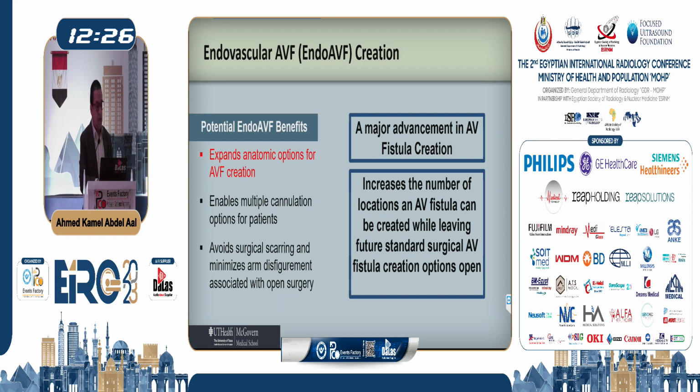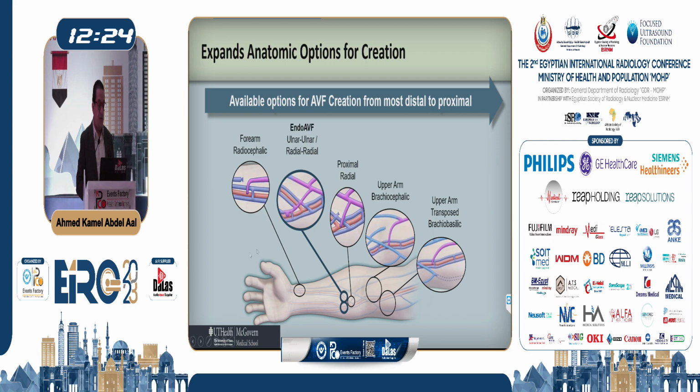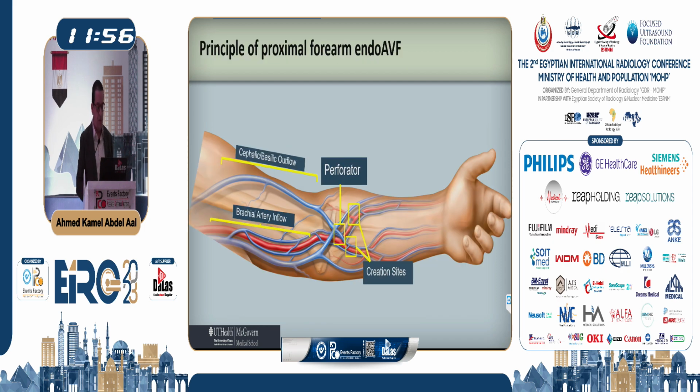The first is expanding the anatomic options. These are the usual surgical options. You can get a radiocephalic, brachiobasilic, or brachiocephalic, and with a brachiobasilic, you're going to get a superficialization of the vein. The endovascular AV fistula is done through an ulnar artery to ulnar vein fistula or radial artery to radial vein fistula. So you're basically adding 2 extra sites to the already existing surgical sites without affecting them. So even if it fails at one point, you can still go back and do a surgical fistula.